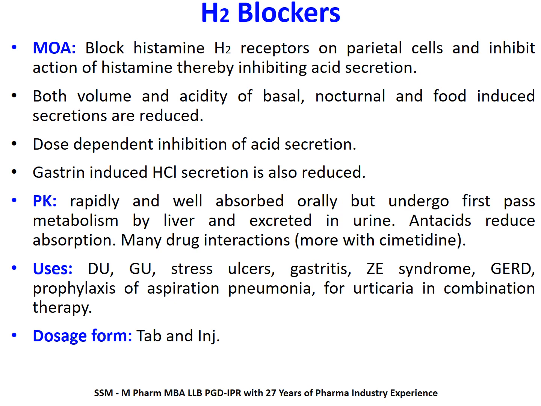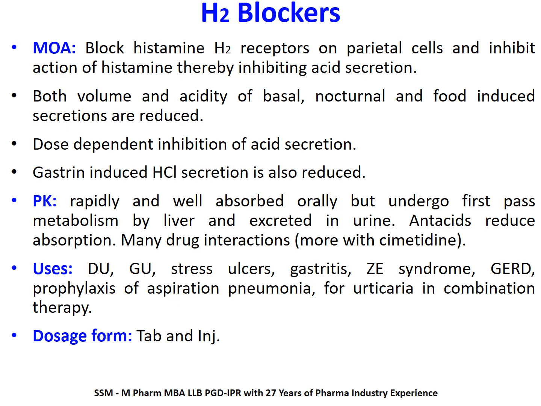They are rapidly and well absorbed orally, but they undergo first pass metabolism by liver and are excreted in the urine. Antacids reduce their absorption, and there are many drug interactions, more with cimetidine. Uses of H2 blockers: duodenal ulcer, gastric ulcer, stress ulcer, gastritis, Zollinger-Ellison syndrome, GERD, prophylaxis of aspiration pneumonia, and for treatment of urticaria in combination therapy. ZE syndrome is Zollinger-Ellison syndrome, in which there is excessive acid secretion. GERD is gastroesophageal reflux disease.